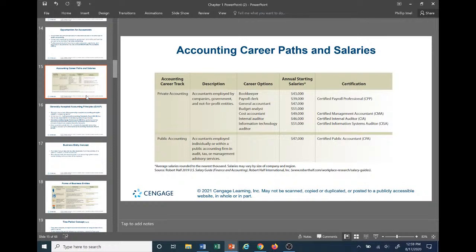Some certifications at this level: certified payroll professional, CPP, certified management accountant, CMA, one I just spoke on earlier, certified internal auditor, a CIA, or certified information system auditor, a CISA. That's the accounting career track for public accounting. And once again, the description of this is accountants employed individually or within a public accounting firm in audit, tax, management advisory services. The average annual starting salary shown here is $47,000. And once again, that could be much different in areas of higher cost of living, or maybe even a little lower in areas that are a little lower cost of living.